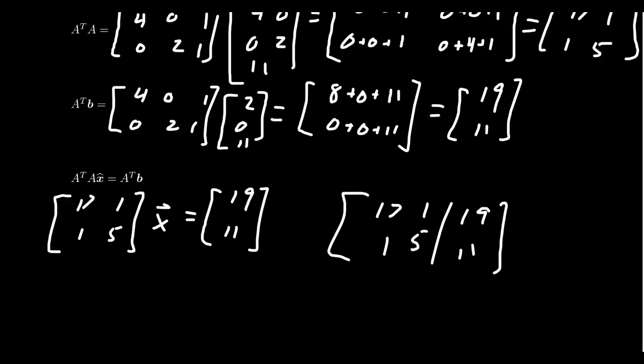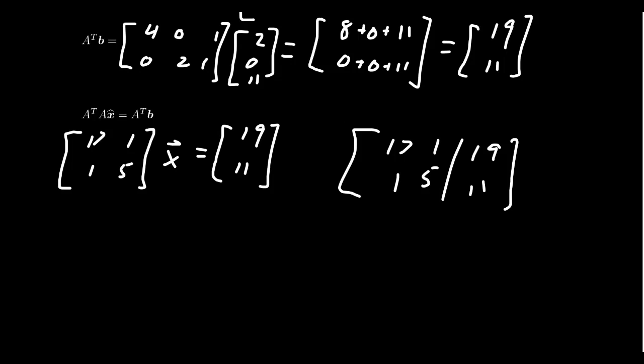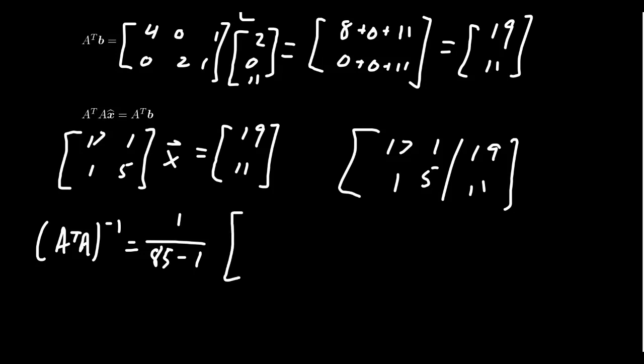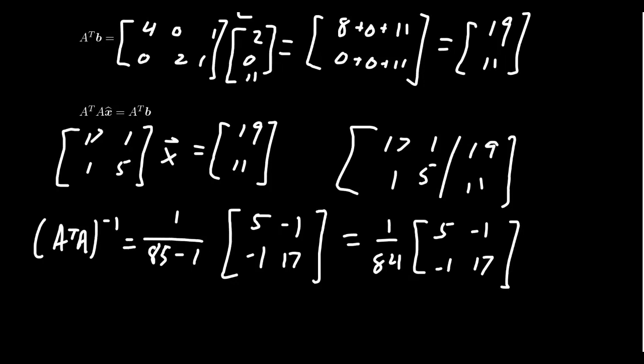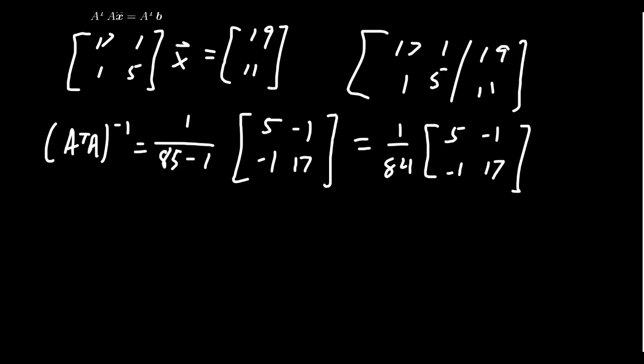In this situation, A transpose A is actually an invertible matrix. So we could actually compute the inverse of A transpose A. It is just a 2 by 2 matrix after all. It's not so bad. To do that, you first calculate the determinant. So you get 17 times 5, which is 85, minus 1 times 1, which is 1. And then to calculate the adjugate, you swap the diagonal entries, so 5 and 17, and you negate the off-diagonal entries. And so you get 1 over 84 times the matrix [5, -1; -1, 17].